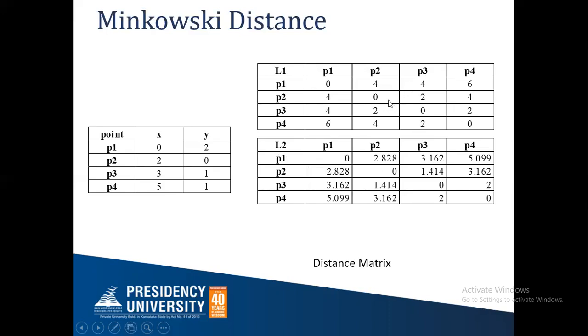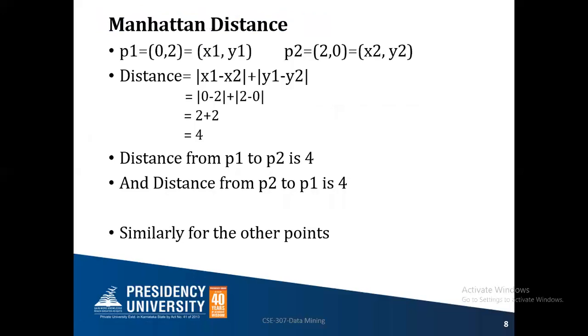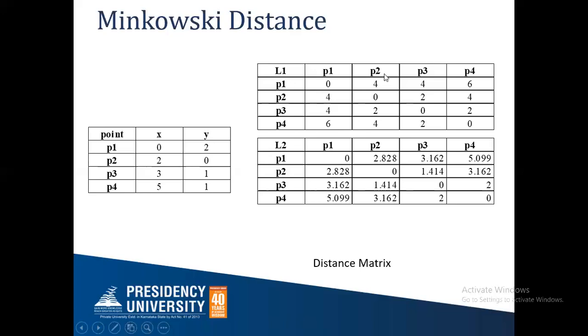So we can compare the Manhattan distance with the Euclidean distance and check the tables. Those are the distance matrices. Similarly, just like we calculated P1 to P2, we can calculate for P1 to P3 and P1 to P4. Assume P1 to P4, for example, which will be mod of 0 minus 5 plus mod of 2 minus 1. 0 minus 5 is minus 5, which becomes 5, absolute, plus 2 minus 1 is 1. 5 plus 1, we get 6. So distance from P1 to P4 is 6. Similarly, distance from P4 to P1 will also be 6.